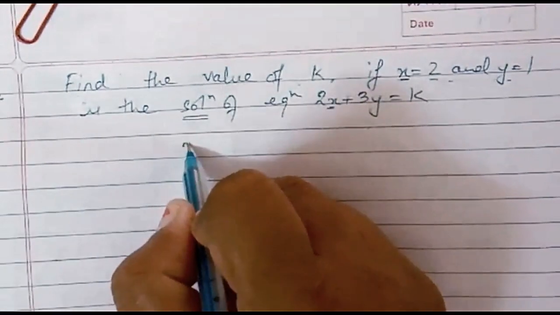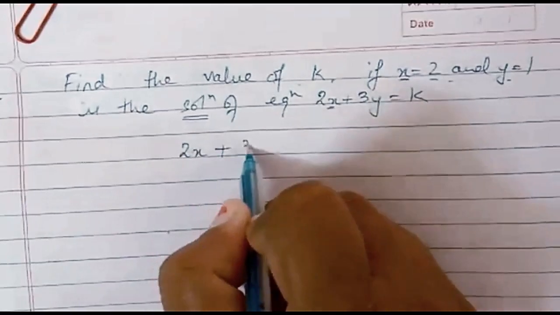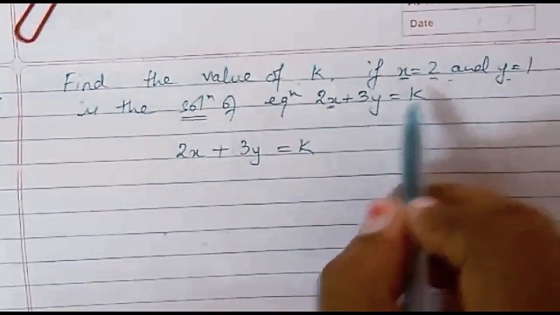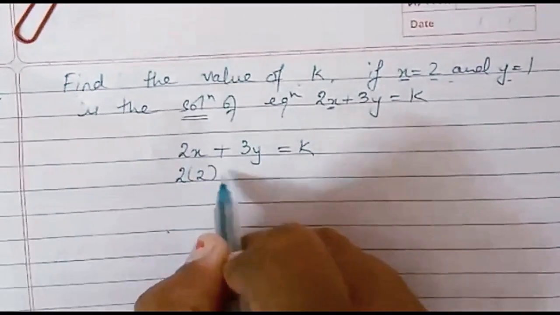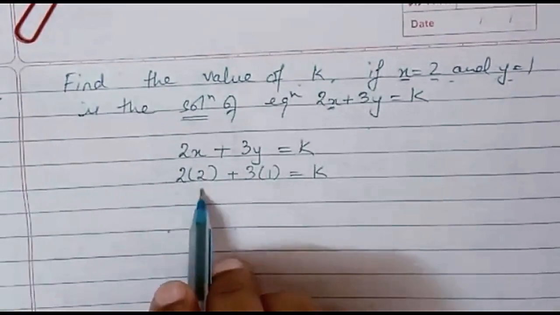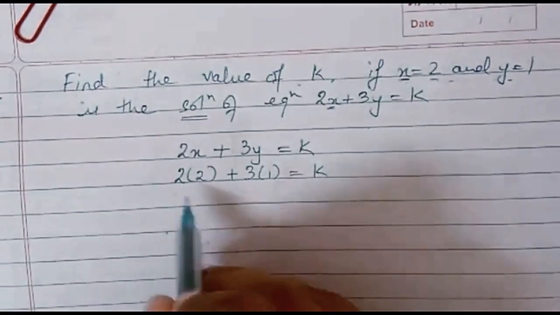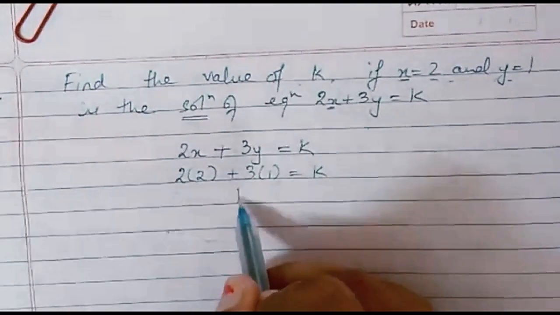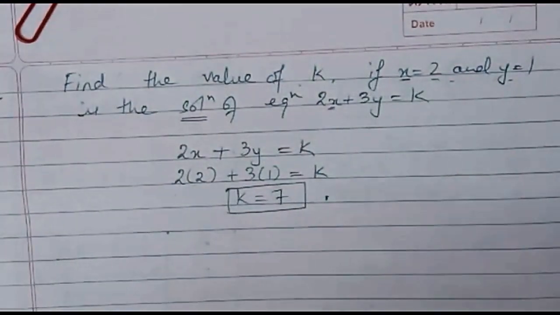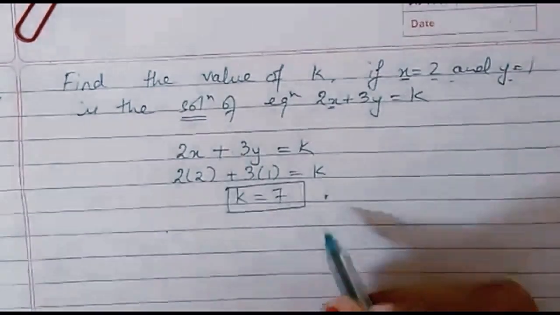So let me write it first, 2x plus 3y is equal to k. This is the given equation. Now placing x is equal to 2 and y is equal to 1, we get 2 2s are 4 plus 3 1s are 3. So that will be 4 plus 3. So k is equal to 7, right? This is the answer for the given question.